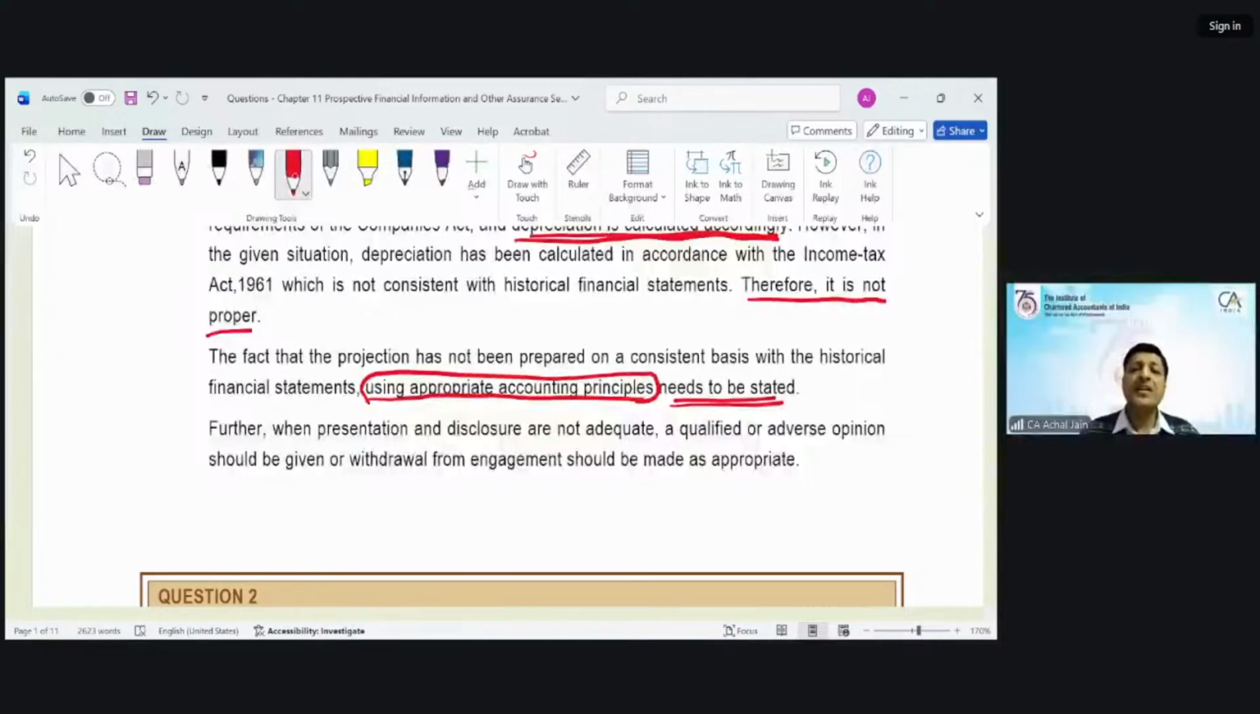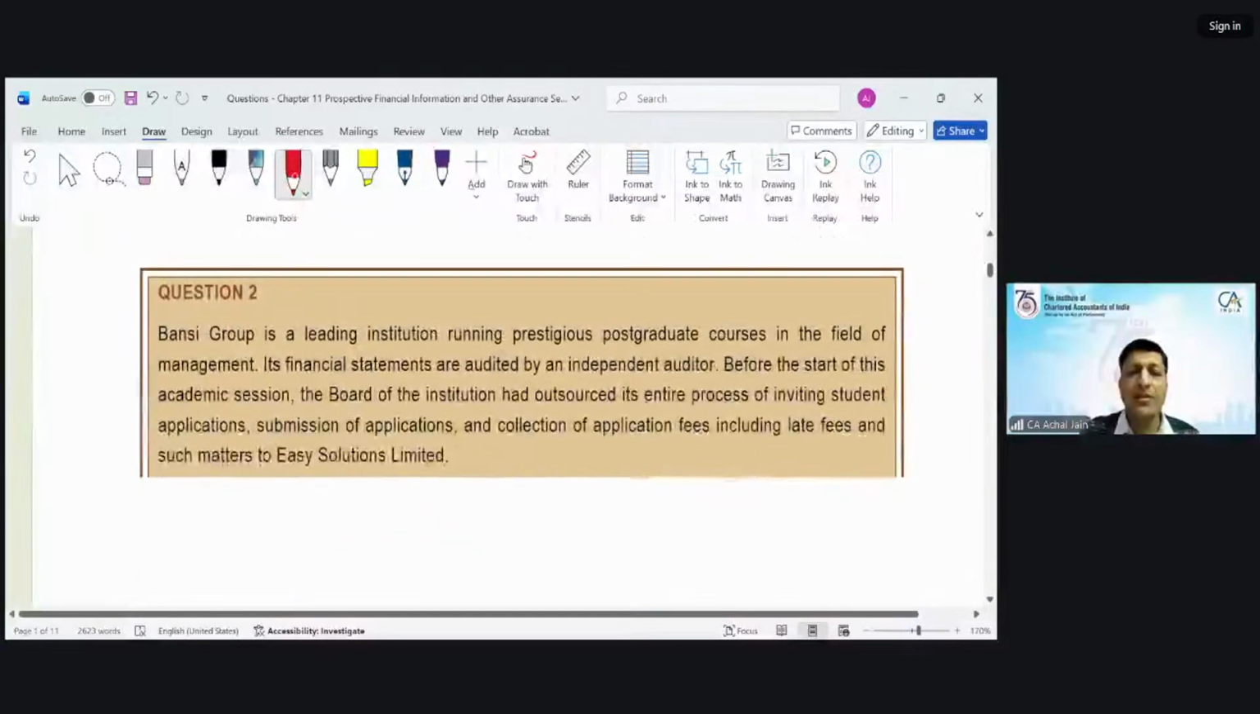Further, when the presentation and disclosure are not adequate, what do you do? You'll think of the modification. Okay. Again, depending on the impact which is there. So it could be a qualification, it could be an adverse opinion, or maybe in some of the cases, if let's suppose the situations are such, to consider the withdrawal from the engagement. Now let's look at the next one.